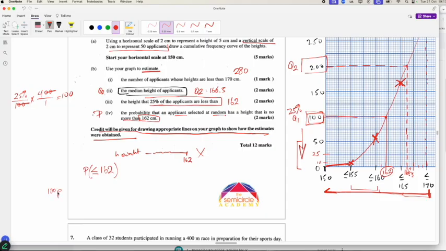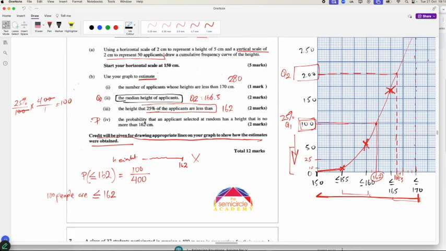100 people are less than or equal to 162. Therefore, the probability would be the 100 people, because these are what I want, over the total, which is 400. The probability that an applicant selected at random has a height that is no more than 162.